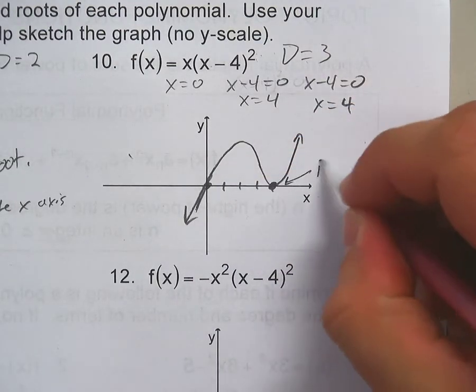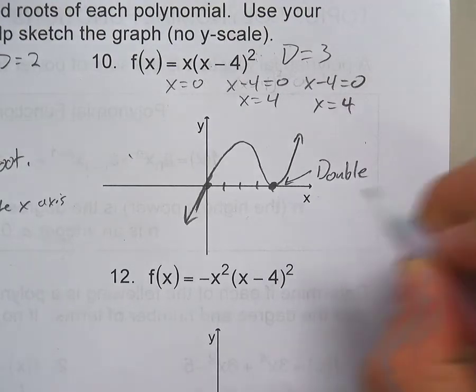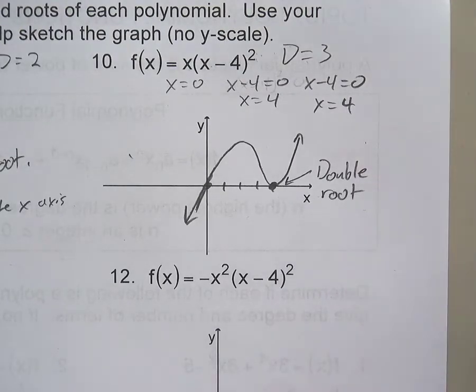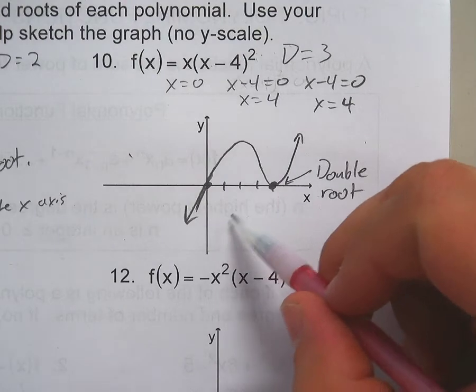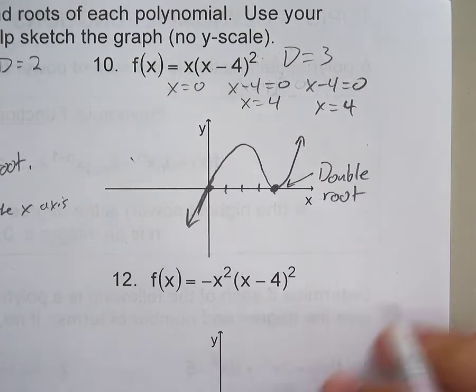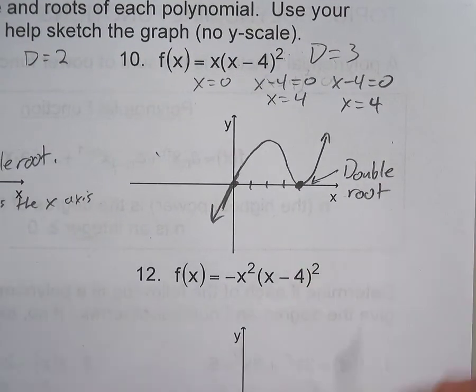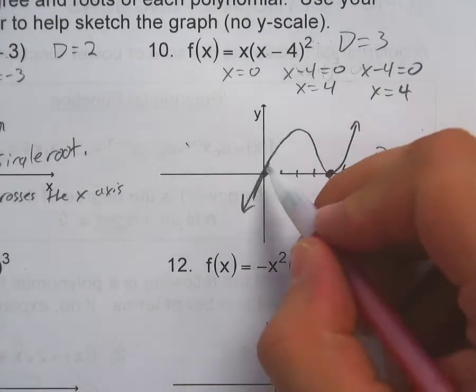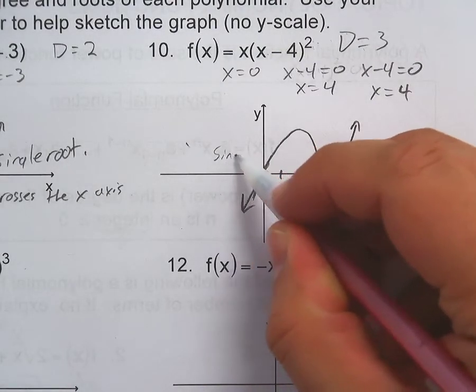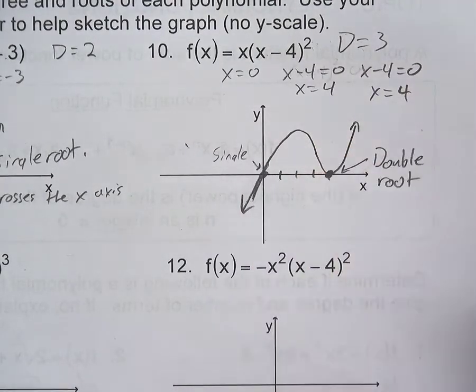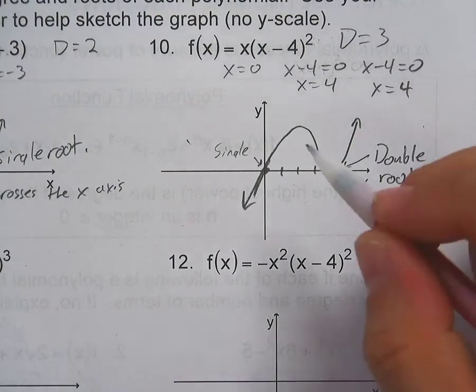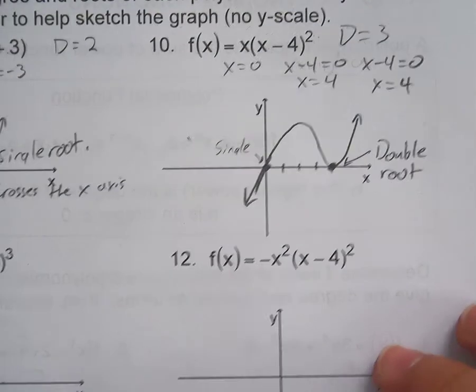Again, this is called a double root. So double roots are where you hit the x-axis and you bounce back the same direction you just came from. So if it was down here, it would go bloop, boop, and come back down. Again, that's called a double root. So a single root hits and passes through. Double root hits and bounces back up.